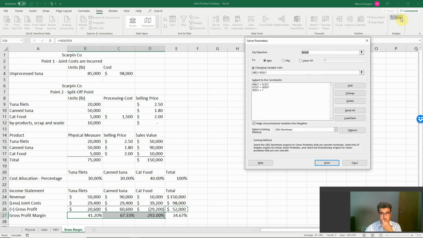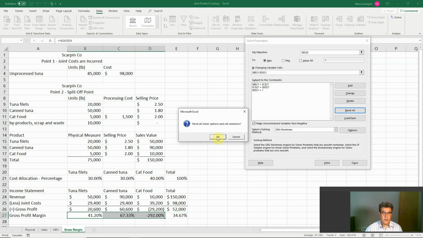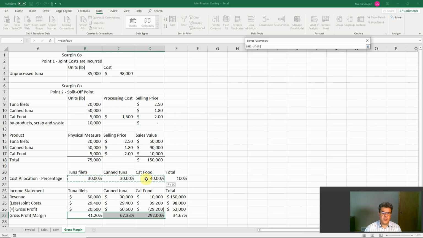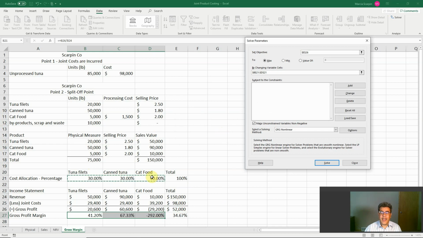First of all, let's delete it, reset all. So, okay, what do we want? We want this gross profit, and we can work with max or minimum, it doesn't matter, here. And then, what cells we will be changing? These three here. We need to find these numbers here.